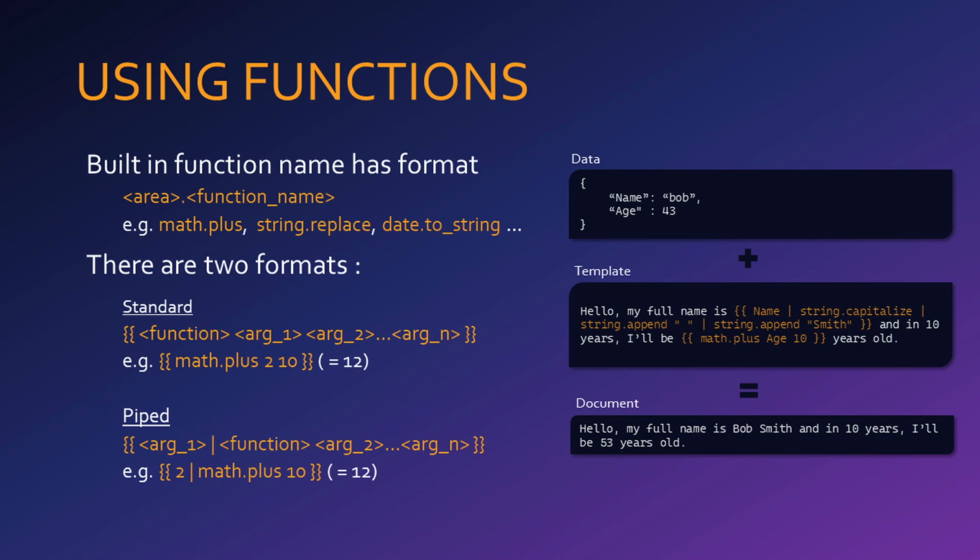In the example on the right, you'll see piping being used to print Bob's full name. First, I take the first name of the user, then I capitalize the name, then I append a space, then I append his surname, Smith, to produce the output, Bob Smith. The second function in the example uses the standard method of using functions. I take Bob's age and add 10 years using the math.plus function.